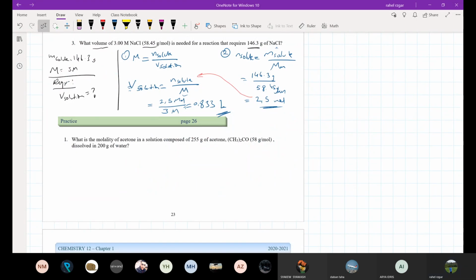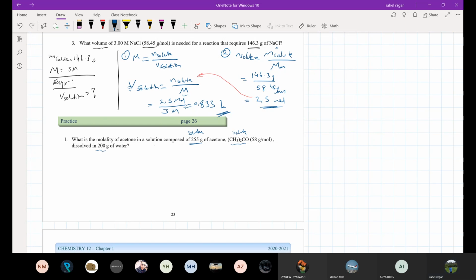Now, let's come to practices on page 26 in your books, which is page 23 in your booklet. What is the molality of acetone in a solution composed of 255 grams of acetone? So this is the solute. This is not the solute, this is the mass of solute, dissolved in 200 grams of water.